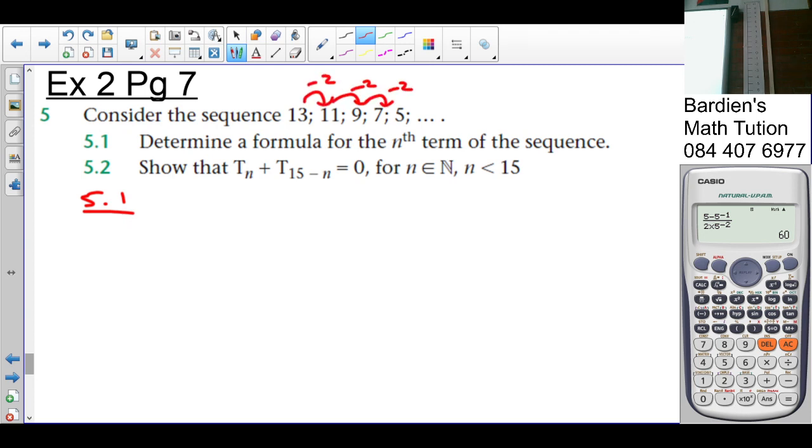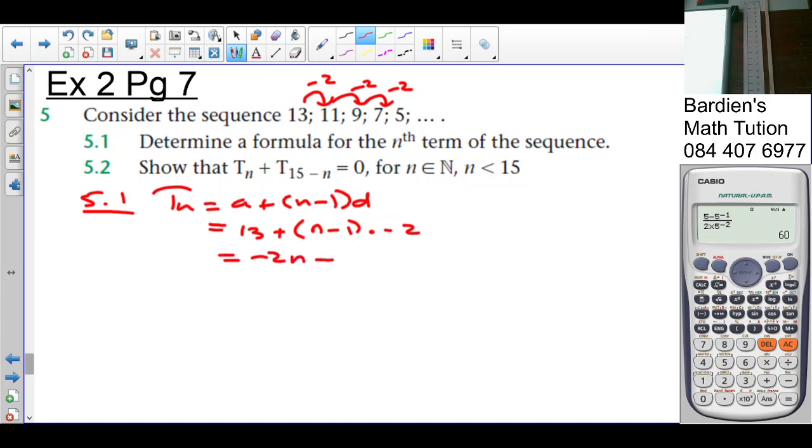So in other words, Tn is equal to a plus (n minus 1) d. My a value of course is 13, plus (n minus 1) times negative 2. So it's negative 2n plus 15. Not so?